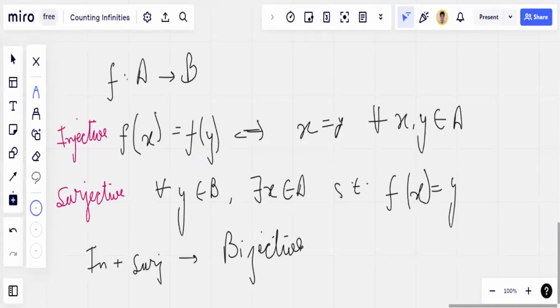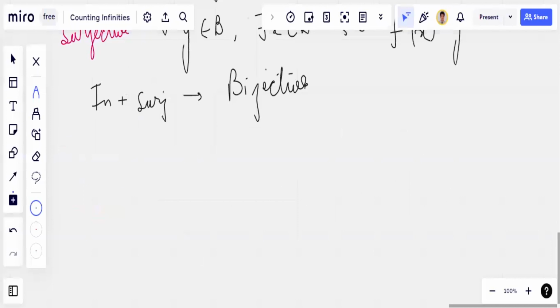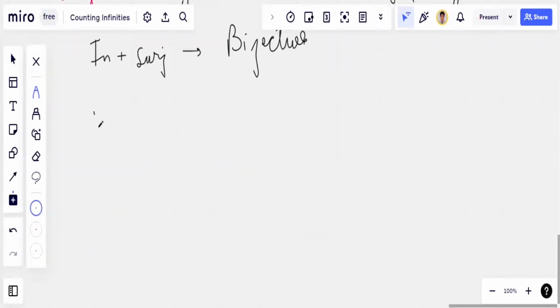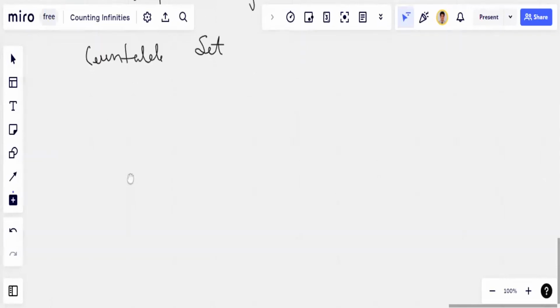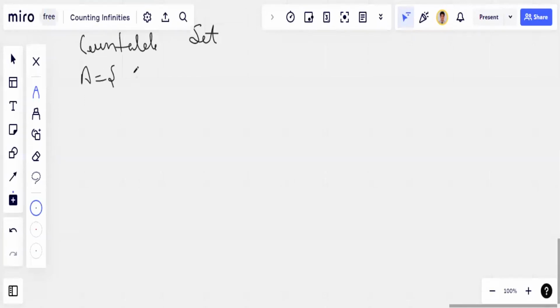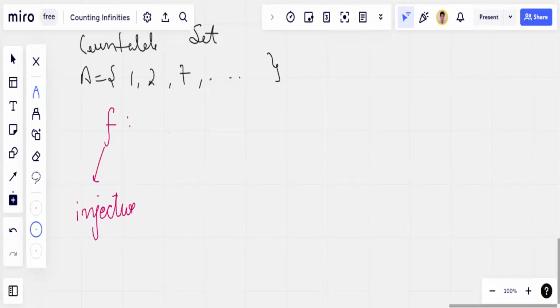Okay, nice. So now let's see what a countable set is. Suppose you have some set A, like {1, 2, 7}, anything. Then this set A is said to be countable if there exists an injective function f which maps A to N. Oh, sorry, this is the definition of a countable set.